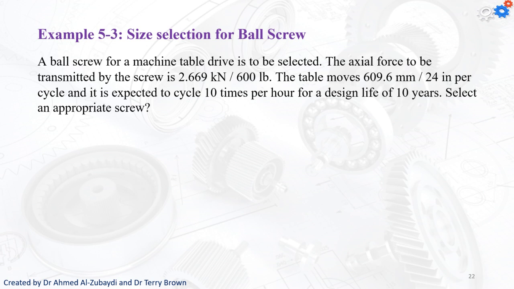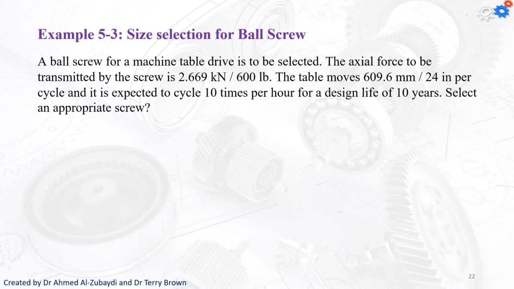travel distance this screw is going to travel over the 10 years, where it's going to be doing 10 cycles every hour for 24 hours a day for 365 days a year for 10 years. So first, the number of days is going to be 3,650, because this will be 10 multiplied by 365. We're going to multiply that by 24 hours a day, then multiply by 10 times every hour, and multiply by the distance of 609.6 millimeters, or 24 inches if you want it in inches.